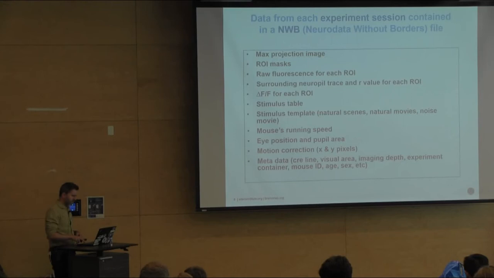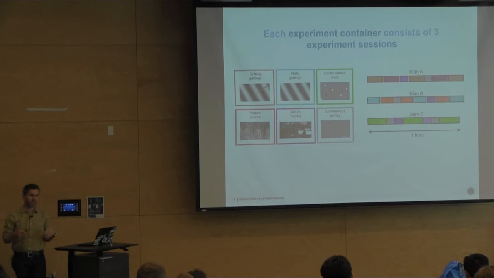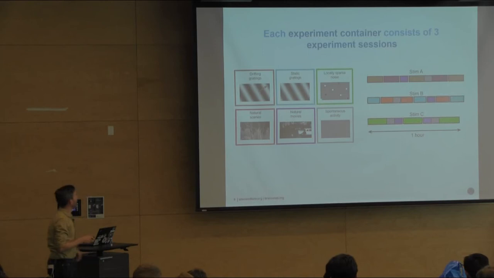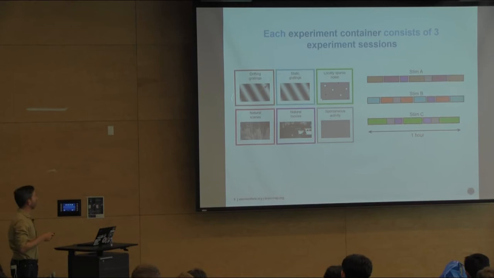Experiments get combined into an experiment container. For any given experiment container, we have six different types of visual stimuli that we present: gratings that are drifting across the screen, gratings that are static and fixed on the screen, noise, which is locally sparse to facilitate retinotopic identification, individual images that are natural scenes presented to the mouse, movies with natural statistics, as well as a gray screen for spontaneous activity.